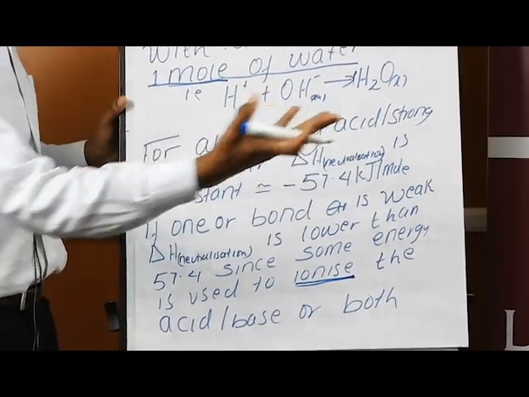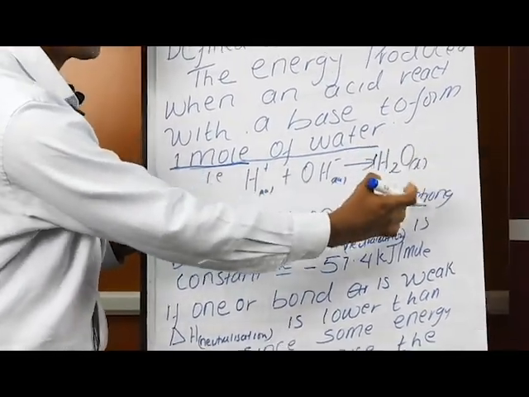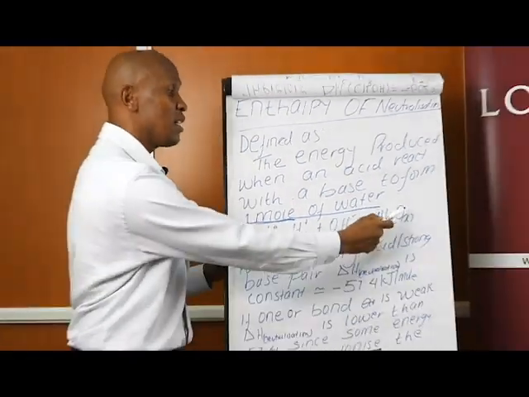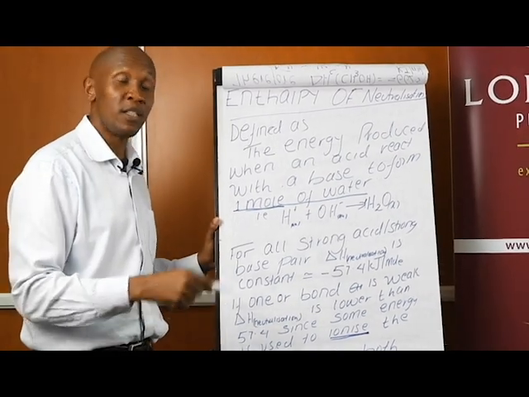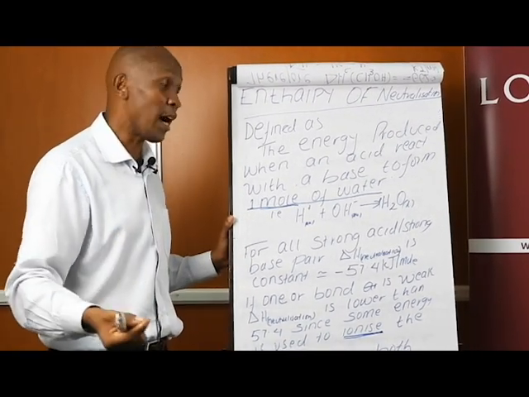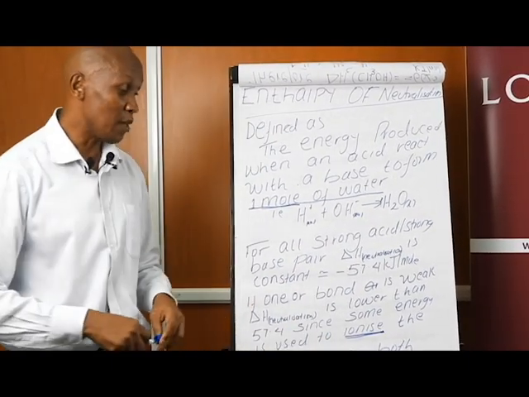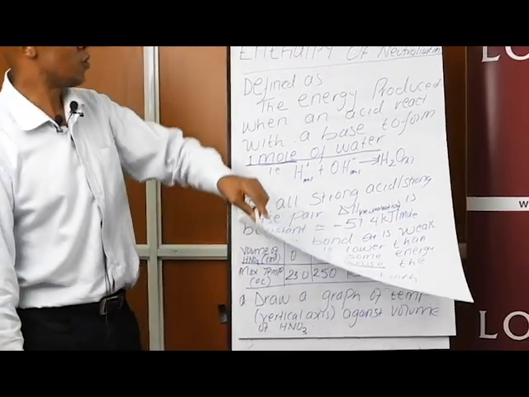So the hydrogen ions available will react to form water. But instead of this energy being given off to the surrounding, it is going to have to go back to the system to break the bonds to produce more hydrogen ions. So energy is required to ionize the base or the acid. So the enthalpy of neutralization is going to be lower.